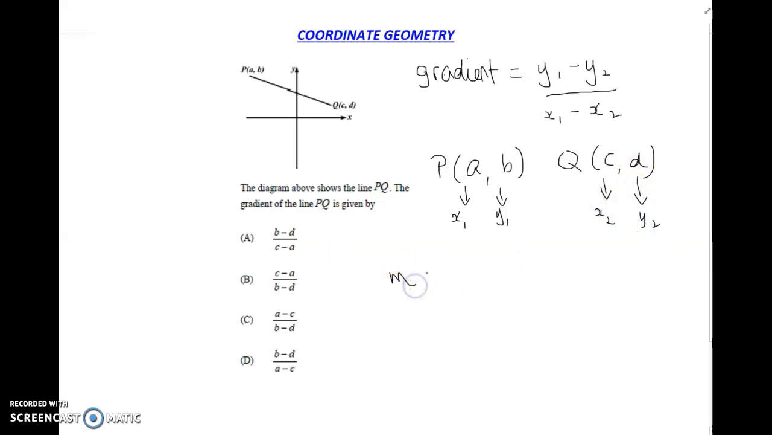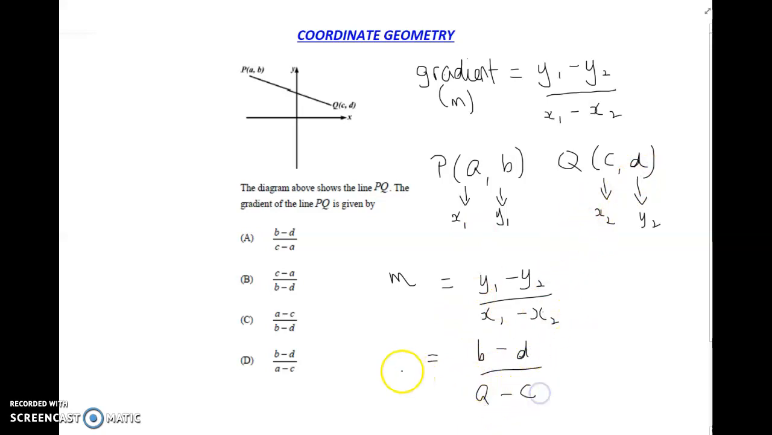Now, remember m also represents gradient, right? So the gradient is y1 minus y2 all over x1 minus x2. So my y1 is what? B. Y2 is D, x1 is A, and x2 is C, and that's my gradient. So let's look which one is that. So we want B minus D over A minus C, and that's D.